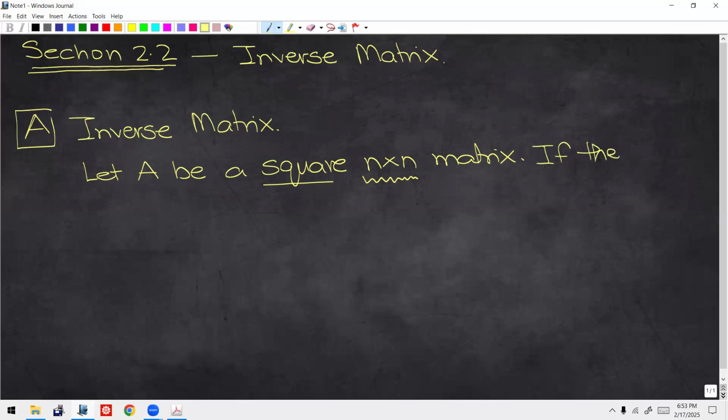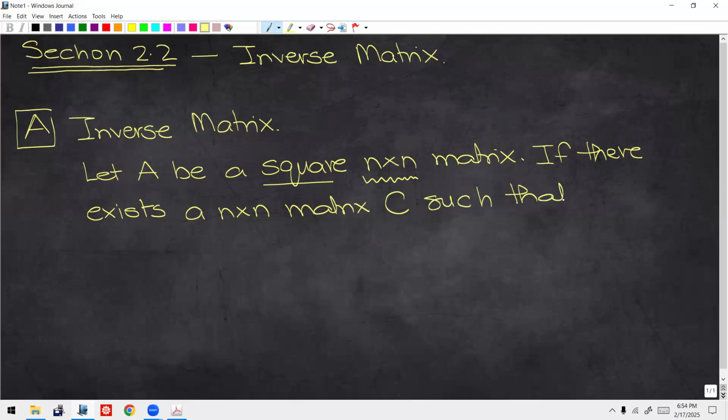If there exists, okay, an n by n matrix C. So there's another n by n matrix C such that, so here's an important thing to note here, exists. What that's saying now is that not every matrix has an inverse, okay? Some matrices do and some don't, okay?